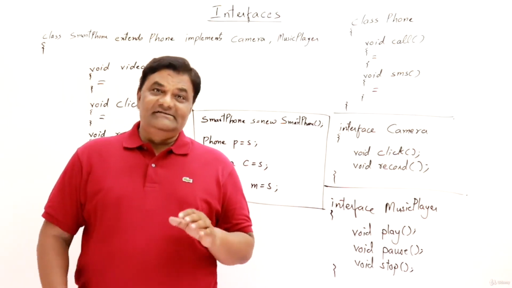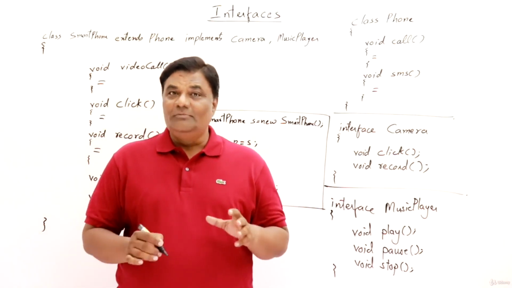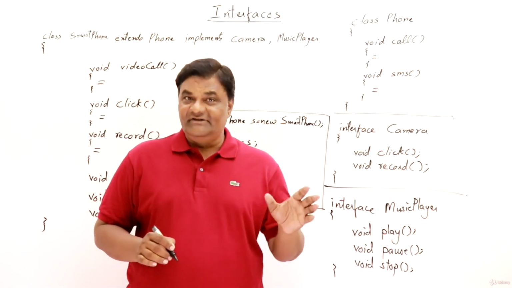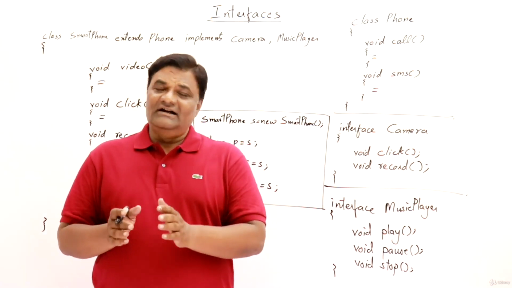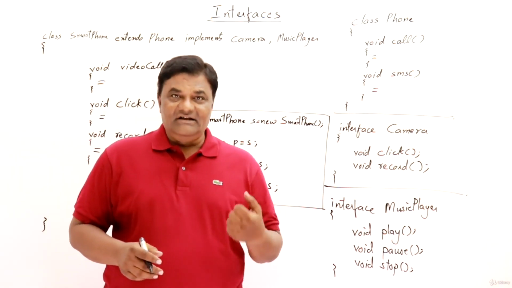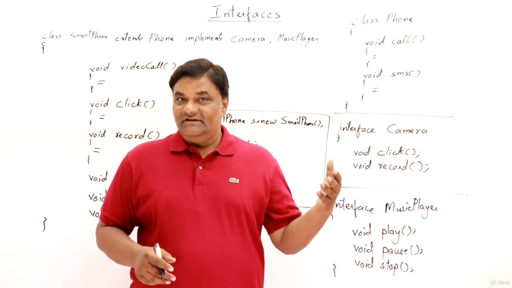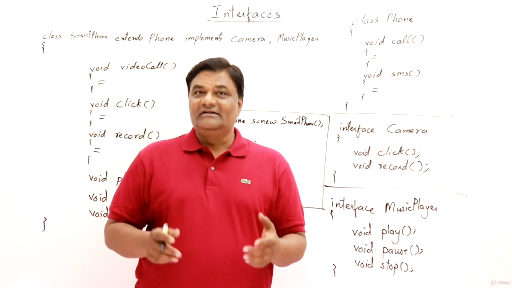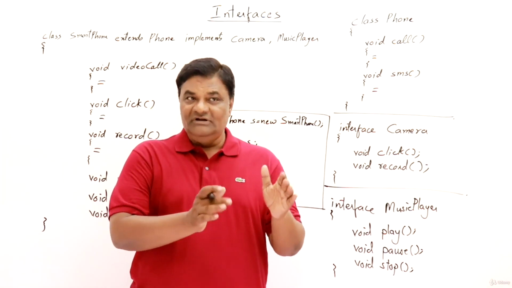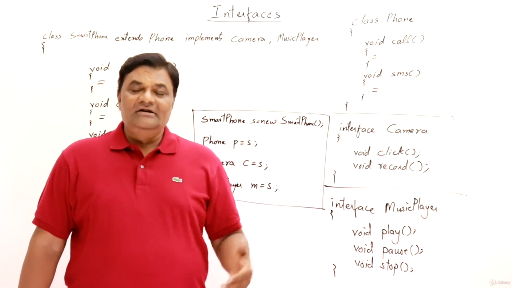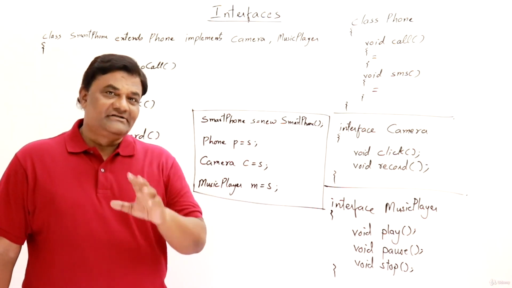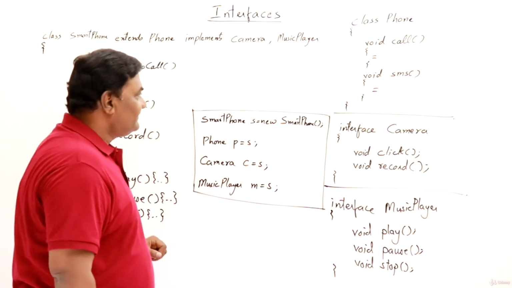Now let us look at the example of a smartphone in the form of Java classes and interfaces. Here we will see how a class can extend from only one class and implement more than one interface. I already told you that a smartphone is a phone and also has a camera interface and a music player interface. So here I have an example. Let us look at this.